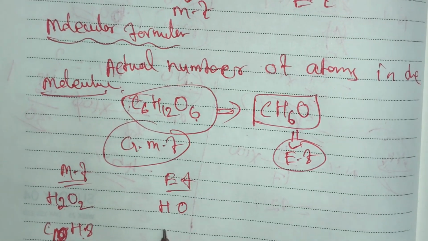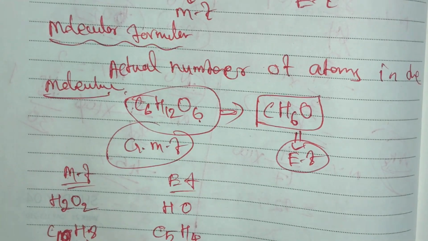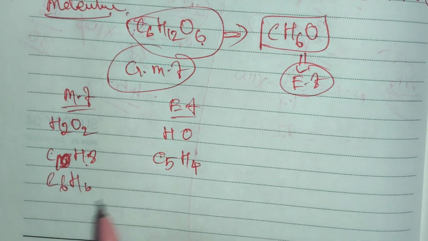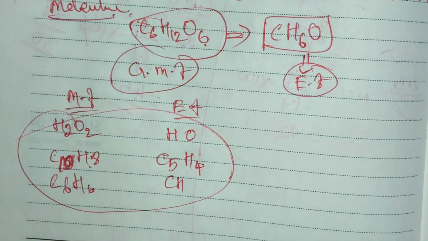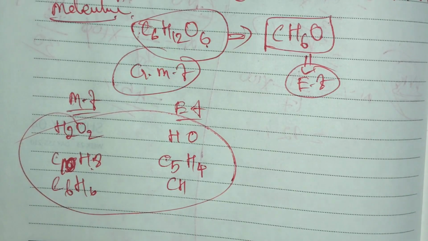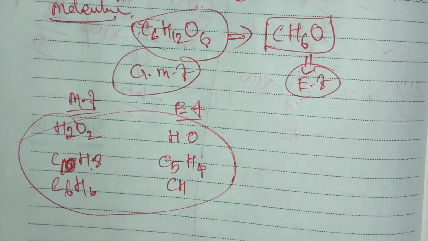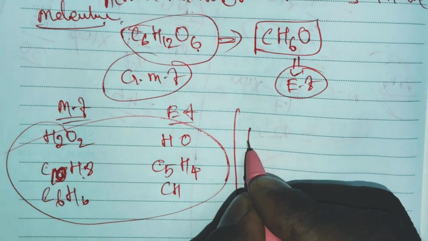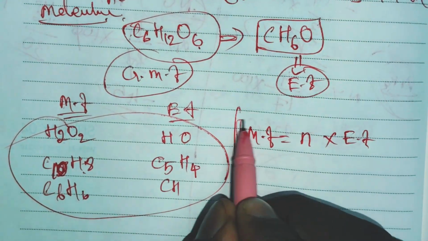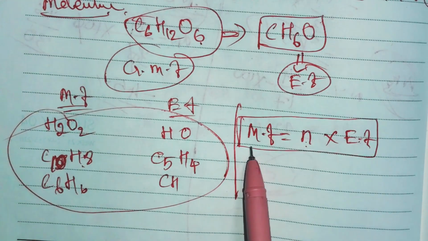Its empirical formula is C5H4. Benzene's actual molecular formula is C6H6, and CH is its empirical formula. So the simple concept is that the simple whole number ratio of the molecular formula is the empirical formula, and the actual number of elements in the molecule is the molecular formula. The molecular formula is equal to n times the empirical formula. This formula is very important. By finding the empirical formula and n, we can multiply these two to get the molecular formula.